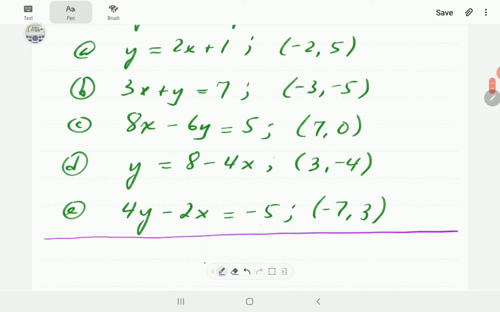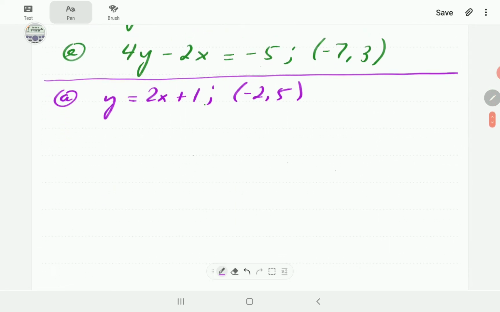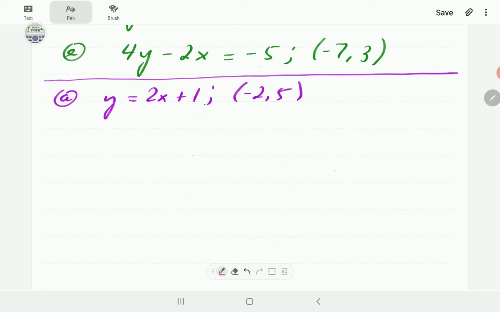So in A, the given line is y equals 2x plus 1. The specified point is negative 2, 5. Okay, so the given line we are going to take as our L1. The equation is already in standard form, so from that equation we can see that m is 2 and c is 1.